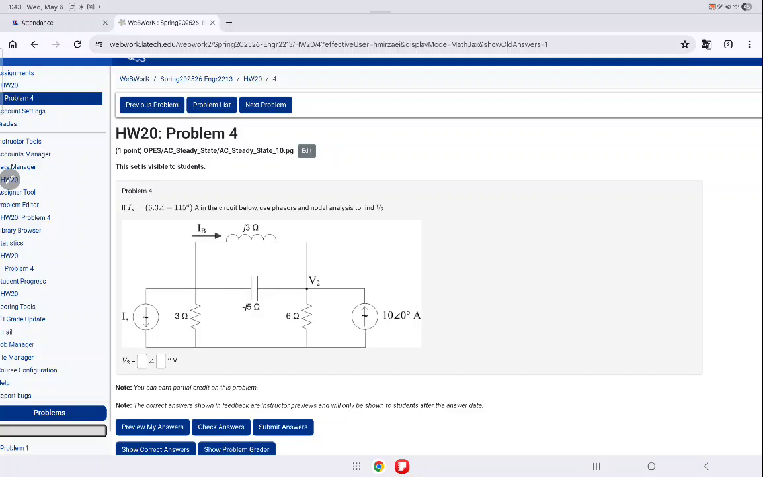The good way. Superposition. It could work. What is obvious that can be done here without hurting anything? Combine the J3 ohm and negative J5 ohm.